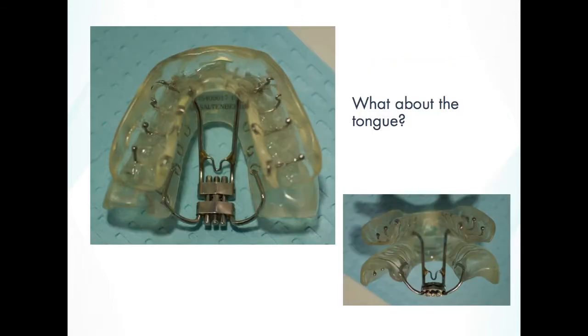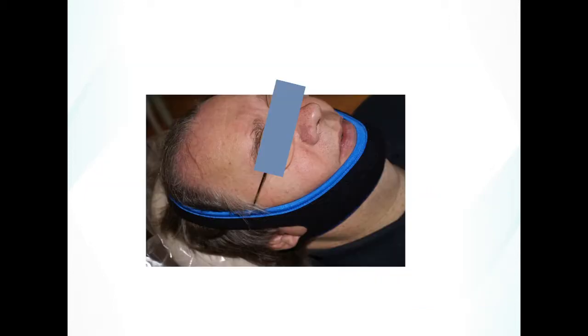This is one of these Clearway appliances. Where does the tongue go? We're trying to make room for the tongue. It's just like there's no room. You've got to think when they make these things.